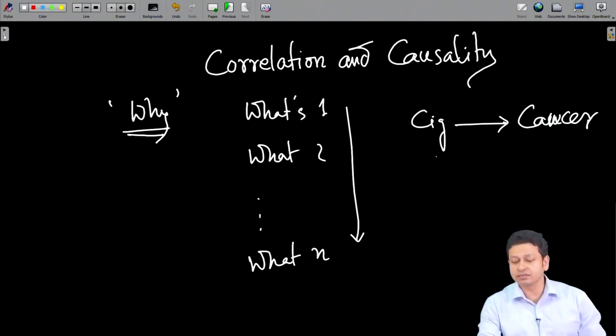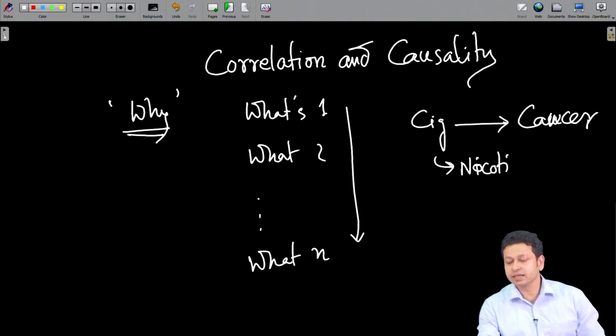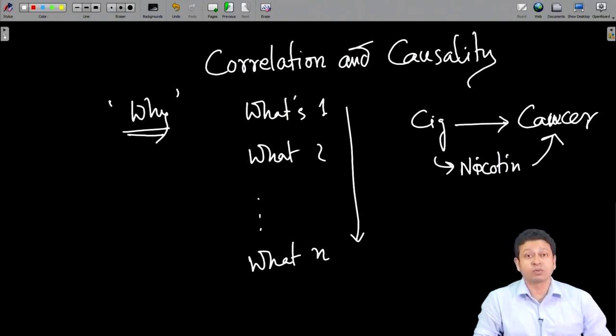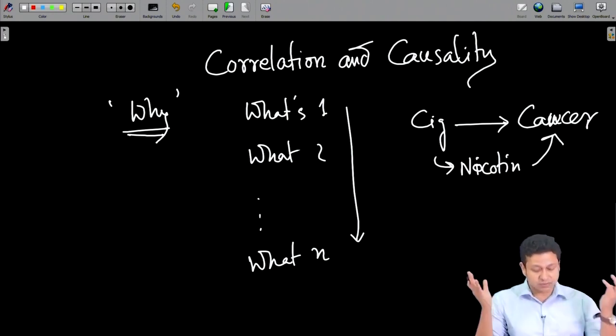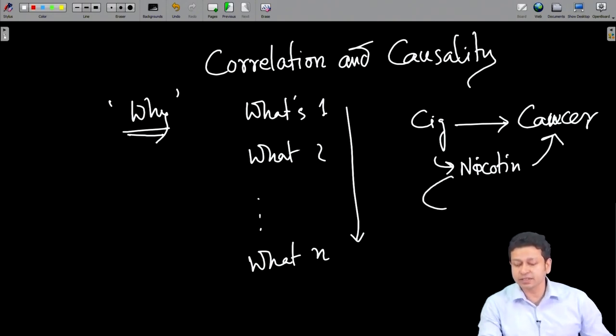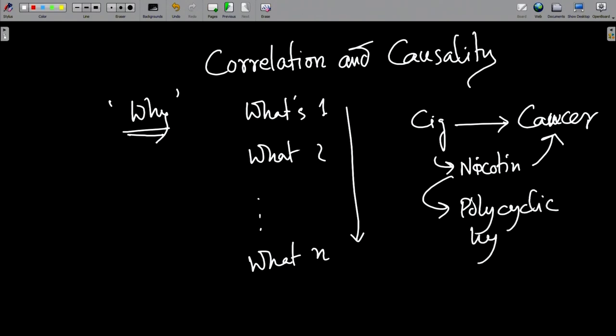Now, let us say we discovered that there is something called nicotine in cigarette that is causing cancer. Now, what is nicotine and why is it causing cancer? So, that also we do not know. Okay. So, perhaps we know that there is something called, let us say, polycyclic hydrocarbon that is causing cancer. Okay. So, again what in nicotine is causing cancer is polycyclic hydrocarbon.